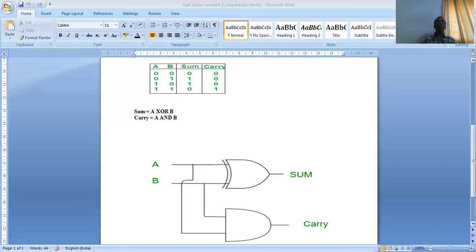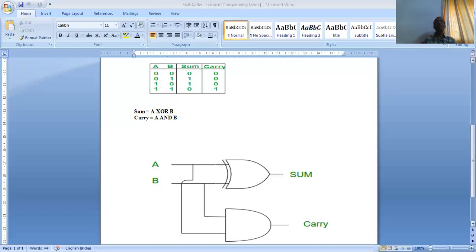Next see, when A equal to 1, B equal to 0, the output of upper XOR gate is 1. That is, sum equal to 1.